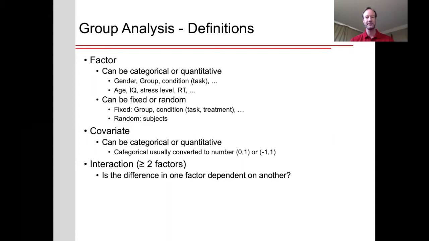Or they could be random, such as the subjects, basically a random sample from a particular distribution. We might also be interested in certain covariates, which can be either categorical or quantitative. Categorical covariates are typically converted to some number, like 0 or 1 or -1 and 1, before including them into the analysis programs. And we might also be interested in certain interactions with two or more factors. That is, the difference in one of these factors dependent on another factor.